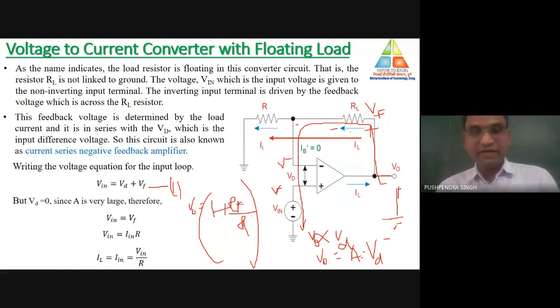So as we know, the value of gain is very high. In ideal condition, it is infinite. So from there, what is the value of VD? VD is equal to 0. So that's why VD is equal to 0, since the value of gain is very large. So from equation number 1, what will be the V in? V in is equal to VF.